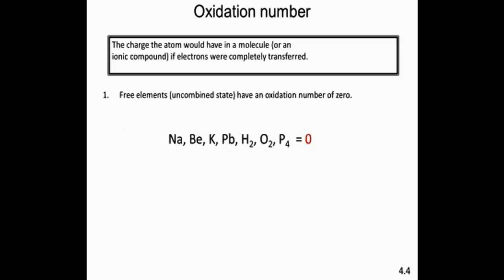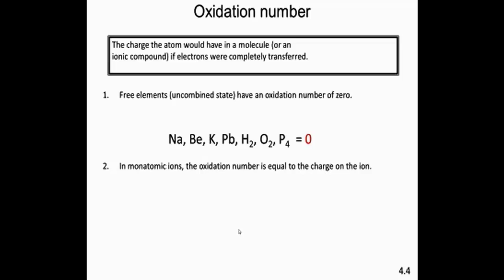An oxidation number is the charge an atom would have in a molecule or an ionic compound if electrons were completely transferred. So number 1, free elements, or just those elements in uncombined states, just elements by themselves, have an oxidation number of 0. Here are some examples, just some elements. It doesn't matter whether it's a metal element or a non-metal diatomic element. All of these have oxidation states of 0.